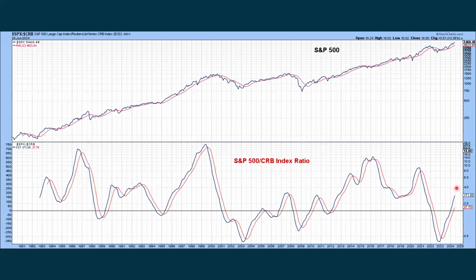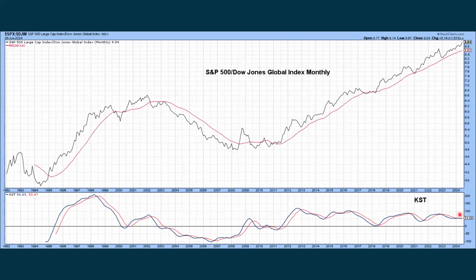And then we look at another shot of the S&P on top, and then we look at stocks versus commodities, showing how stocks are outperforming. And this is a daily chart. Then we look at one more global index. We look at the S&P 500 and the Dow Jones Global Index, a monthly chart, showing how on a longer term basis, US stocks are outperforming. The KST, another momentum oscillator, is pretty much flat right now. But again, this is a monthly chart, so it can take a while to change.